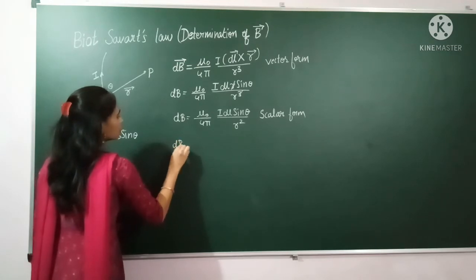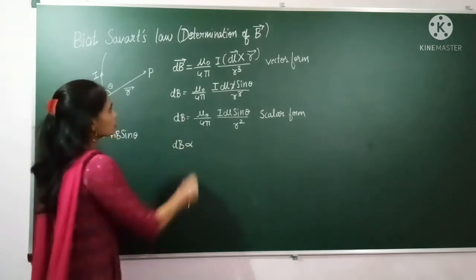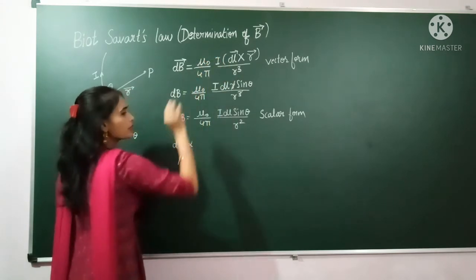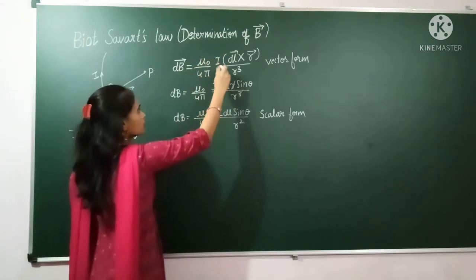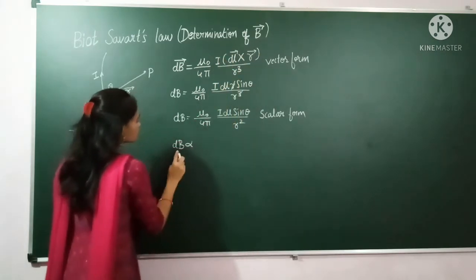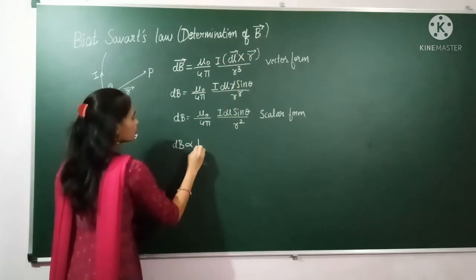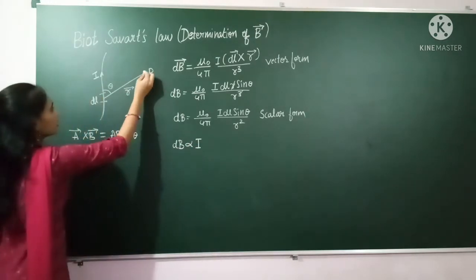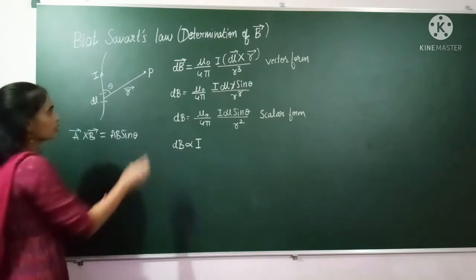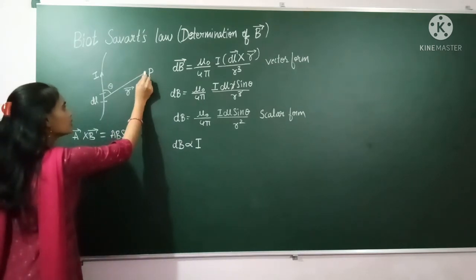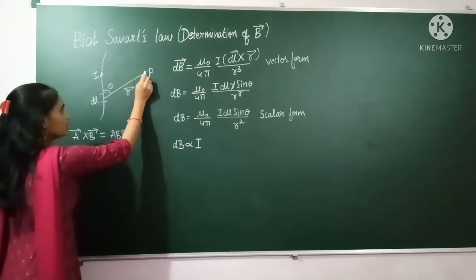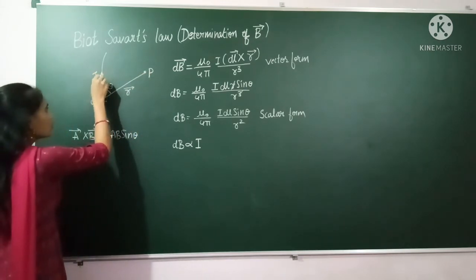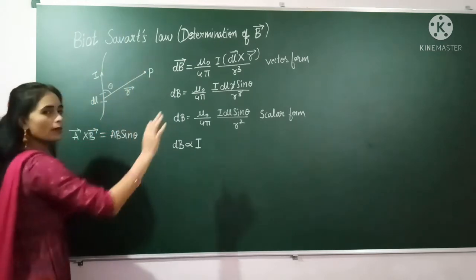Here dB is directly proportional to... This value, mu naught divided by 4 pi, is a constant. Only these things are variable. So dB is directly proportional to I. Why am I writing that dB is directly proportional to I? See, at this point P the magnetic field is produced. Who is the main reason to produce the magnetic field? Our answer is that current is the main source. If there is no current in the wire, then there will be no magnetic field.